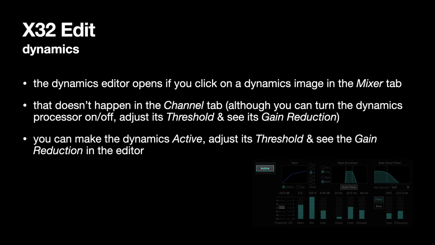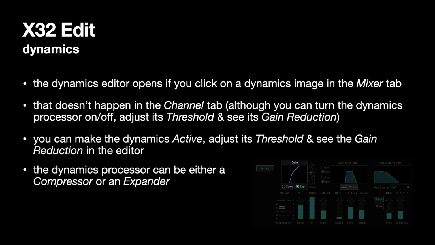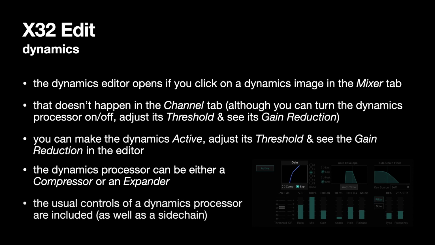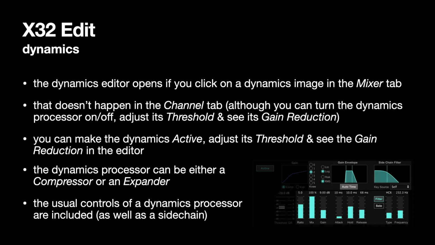This is the dynamics editor, which, like the gate editor, you can make active. You can adjust the dynamics processor's threshold and gain reduction. The dynamics processor can either be a compressor or an expander. There it is as an expander. We'll go back to a compressor just when I finish this. And you can change its knee to be hard knee or soft knee. All the usual controls of a dynamics processor are there for you to work.